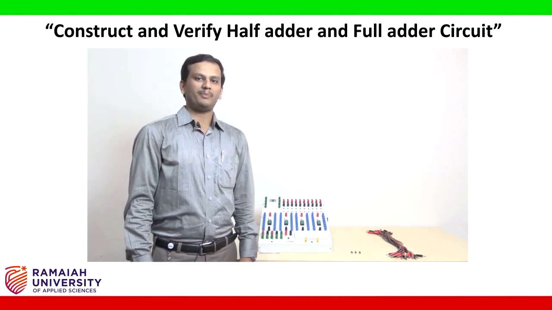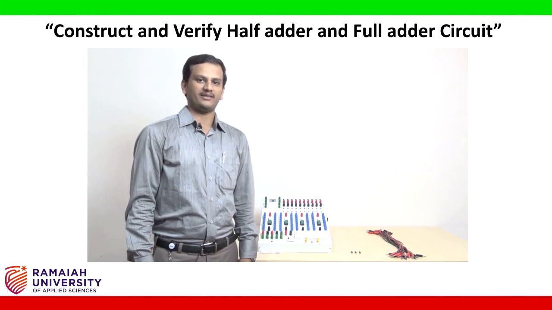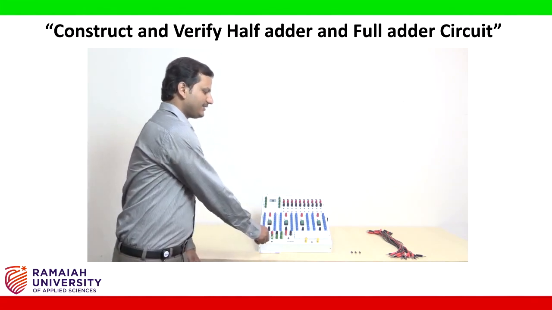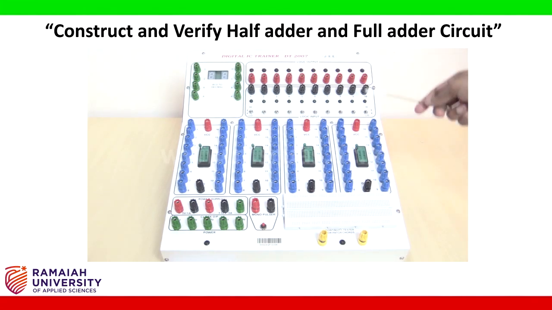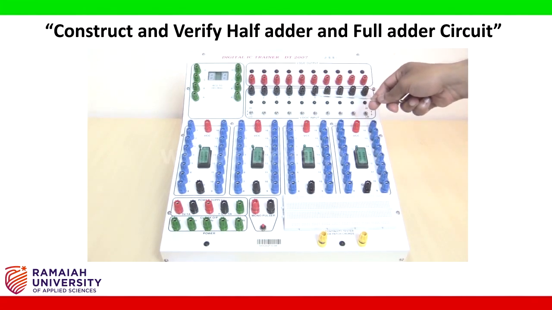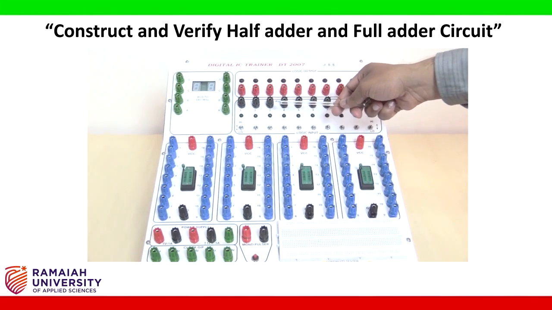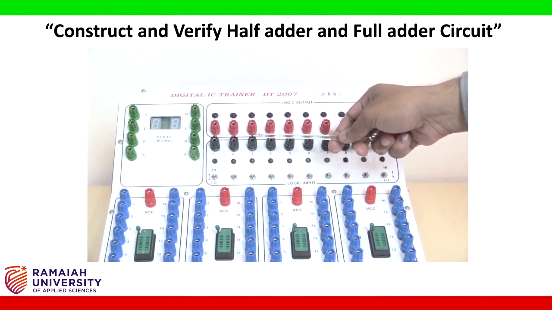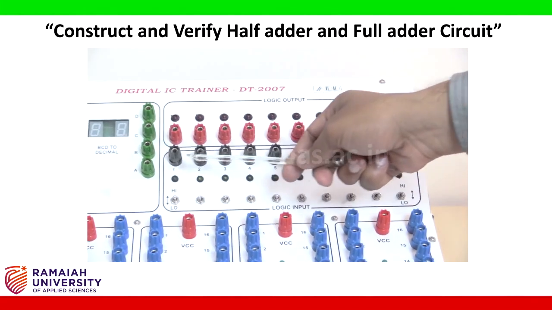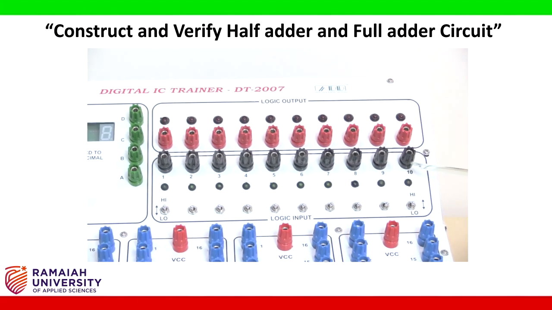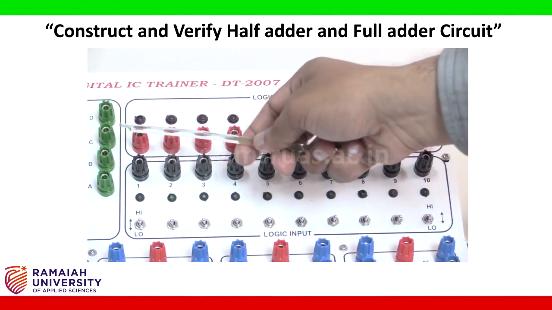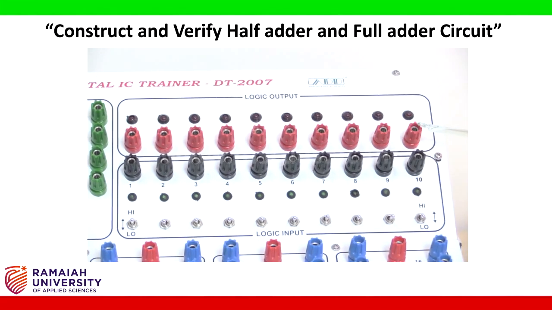Now, the apparatus required for this experiment is digital IC trainer kit. So here you can see the digital IC trainer kit on which we are going to perform the experiment. So here at the top you can see a set of knobs, which are used as inputs and outputs. The knobs which are there in the black color are used for inputs and the knobs which are there in the red color are used as the outputs.